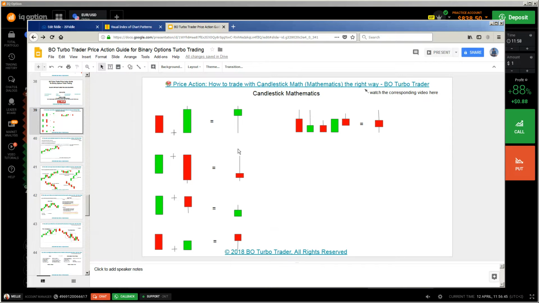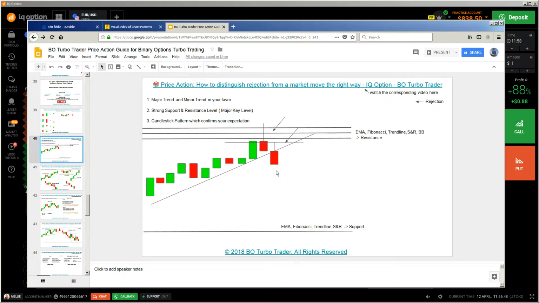Then watch the video about the rejection. You have to understand what a rejection is, why a rejection is working, what a rejection is telling you about the market, and what a trading setup looks like. Here you have the trend, you have the support and resistance area, and you have a candlestick pattern. Then you add the rejection, and you have a trading setup. That is what you have to search for: a trading setup based on trend, on support and resistance main key levels, and a candlestick pattern plus the last part, the rejection.